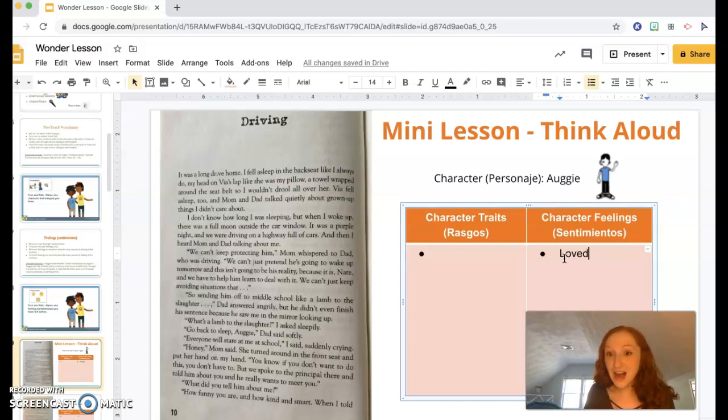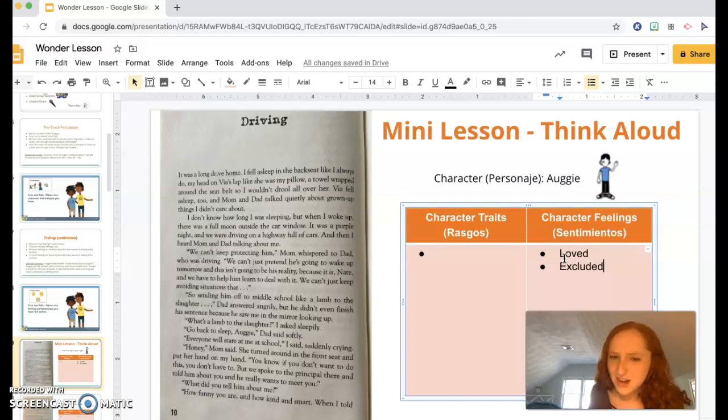I sure know how I would feel if I heard my parents talking about something very important to me. I might feel excluded, which is another word for left out. He felt like he wasn't being included in the conversation, so he felt excluded.